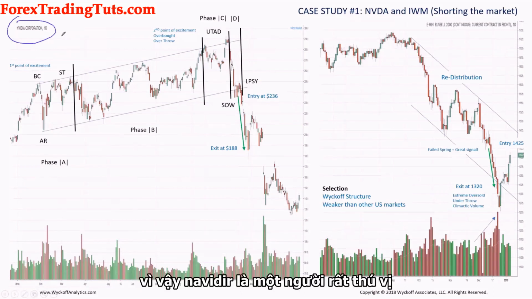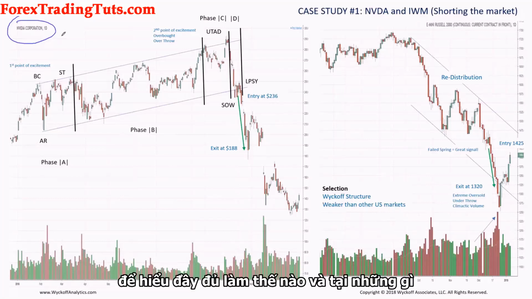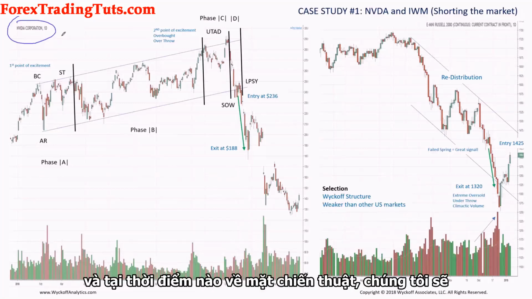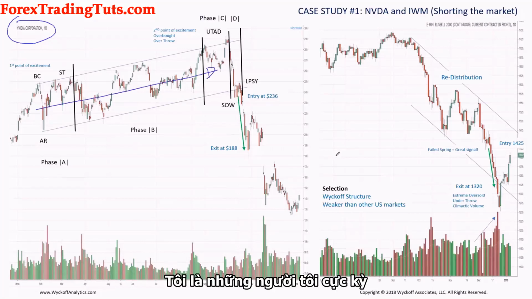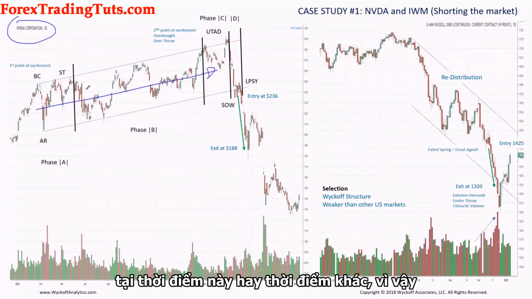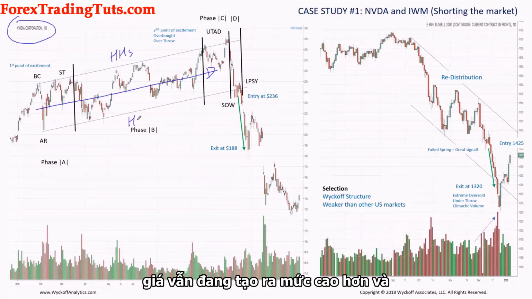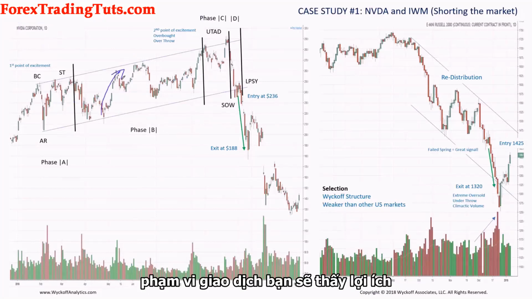So Nvidia was a very interesting case study, and I think it probably requires more time to spend on this and to fully understand how and at what point our bias is changing, and at what point tactically we would be going into this position and establishing a short position. And again, I'm extremely honest with you as to what my trades were at one point or another. As the price was still making higher highs and higher lows, my bias was still to the upside. And in a lot of cases here in this trading range, you would see the benefit of that.